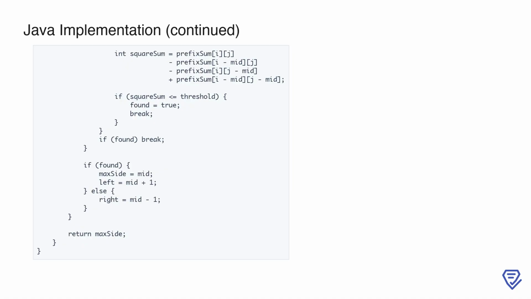If a valid square is found, we update max side and adjust the binary search range to explore larger side lengths. Otherwise, we reduce the search range to consider smaller squares. Finally, the method returns max side as the result.